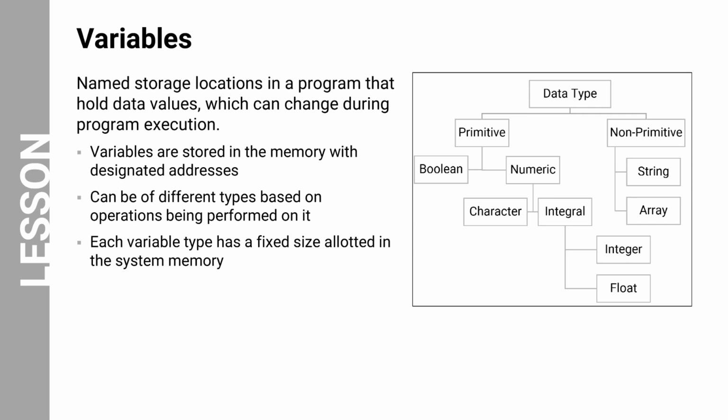Each variable type has a fixed size allotted in the system memory, determined by the data type and the system architecture. This ensures efficient memory management and proper data handling during program execution.